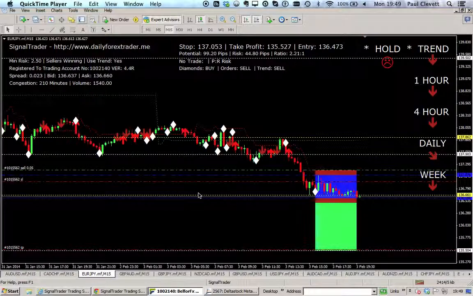This trade was entered about 3:07 in the afternoon, more or less, and you can see the green lines and the red lines and all the lines going on the page. Every line here is drawn by SignalTrader. I've drawn no lines at all.